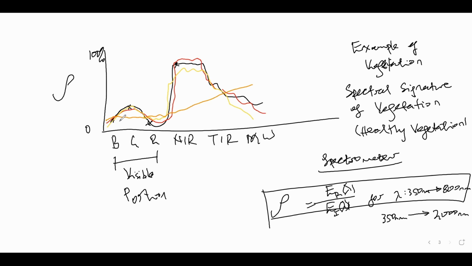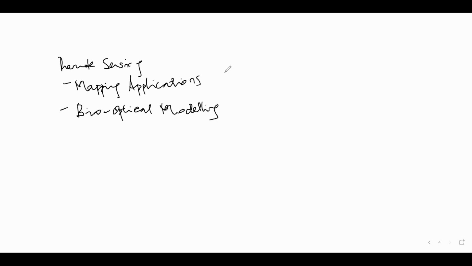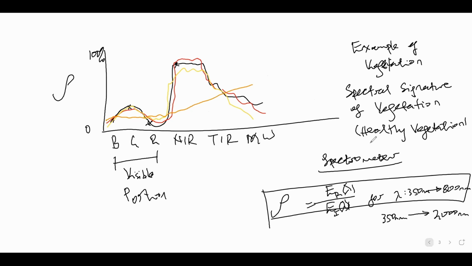The fact that different surfaces have different reflectances is actually what we're trying to use in remote sensing, especially when it comes to mapping. In remote sensing, we're interested in mapping and what we refer to as bio-optical modeling. In mapping, we want to identify and distinguish different surfaces. In bio-optical modeling, we want to relate values to a biophysical parameter. So when it comes to mapping, we essentially want to be able to distinguish one surface from the other. And how is that possible? We take advantage of the fact that different surfaces have different reflectances.